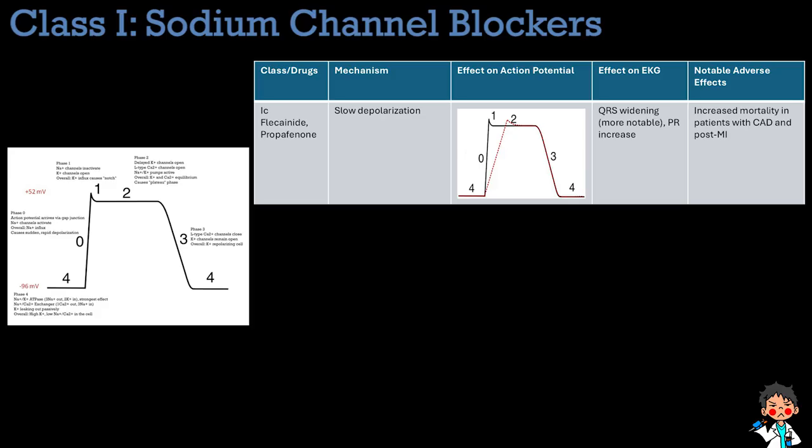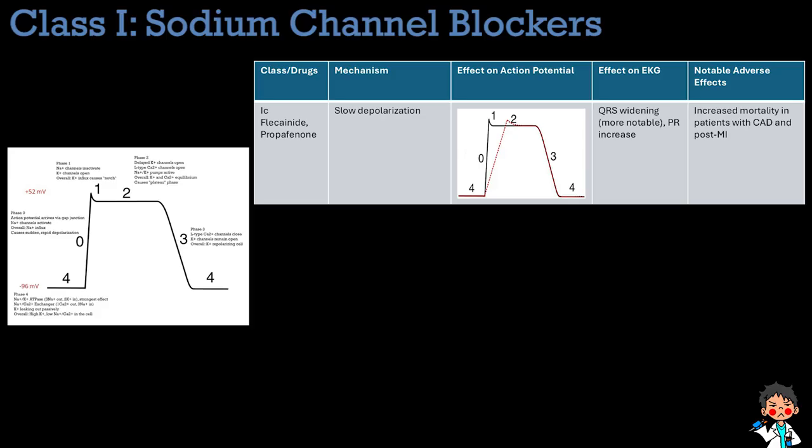And PR interval, same concept, right? Because what is the PR interval? The PR interval represents the time it takes for the electrical impulse in the heart to travel from the atrium to the ventricles. So if I have slower depolarization of all my cardiac myocytes, then of course it's going to take longer to reach there.